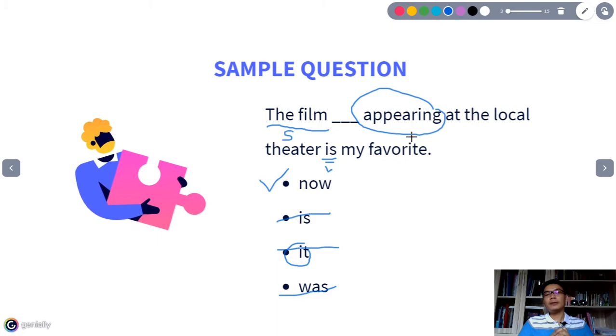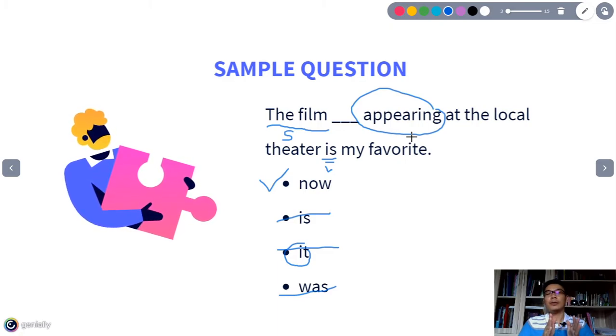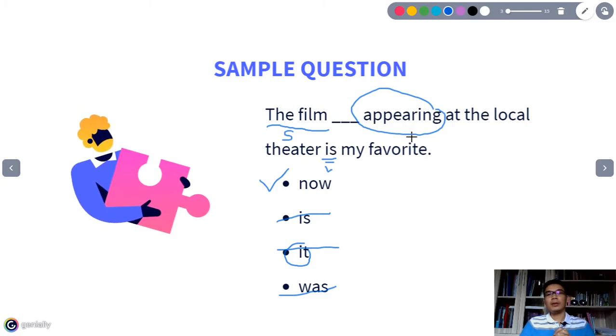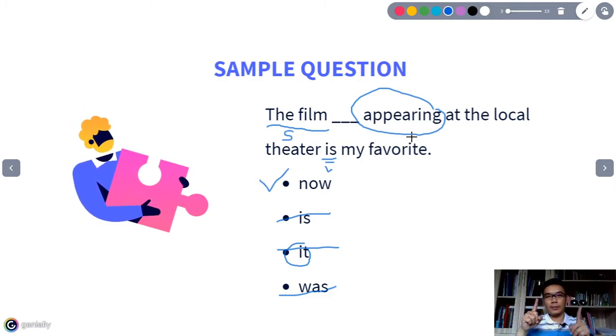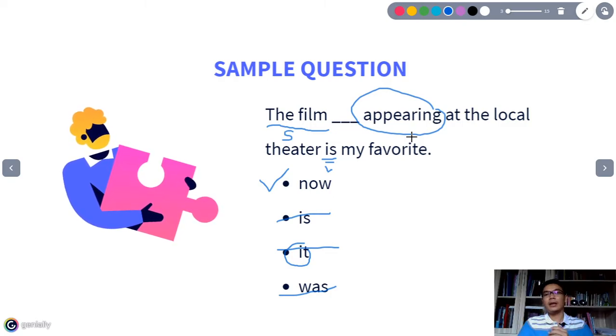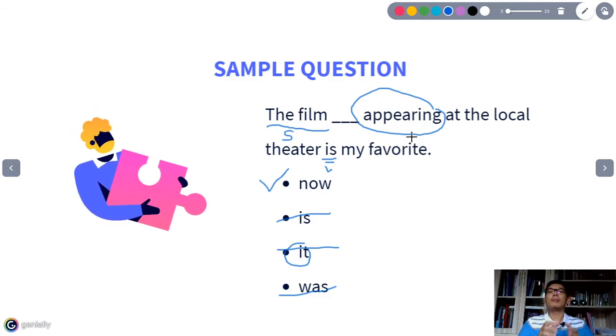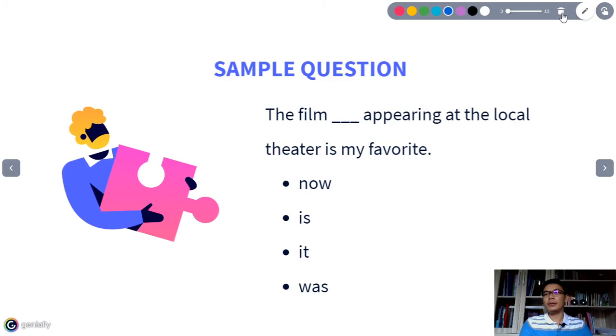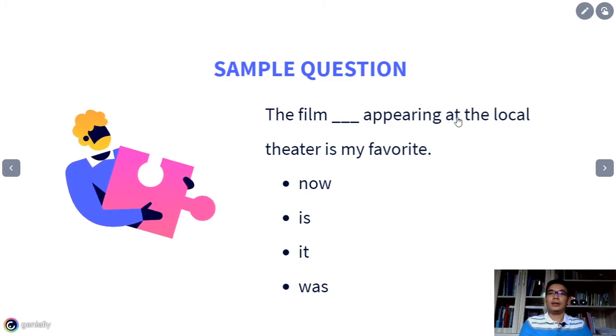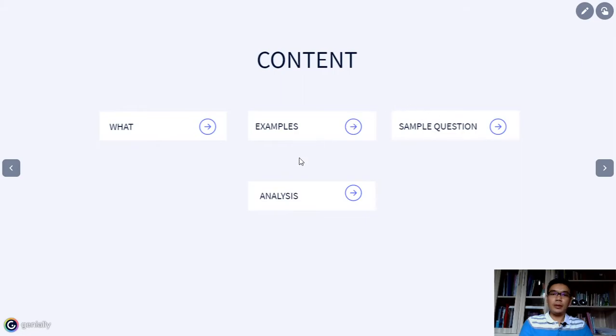Does a sentence have to have a present participle? No. The main requirement is that the sentence must have at least one subject and one verb. It doesn't have to have present participle. So it may or may not have present participle. Okay, I hope you are still with me because we are going to continue to the next part. Okay, we are going to continue to the last part, the analysis.